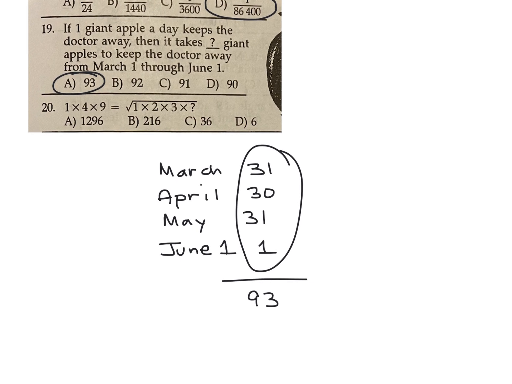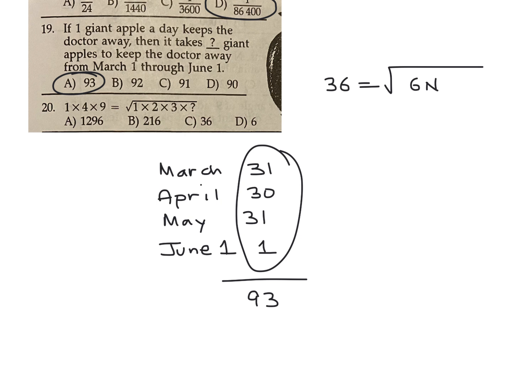1 times 4 times 9 is equal to the square root of 1 times 2 times 3 times something. Okay, well, 1 times 4 times 9 is 36. And then we have the square root of 2 times 3 times something, so that's 6 times something. Let's just call it n. I don't know why they use a question mark, but whatever.